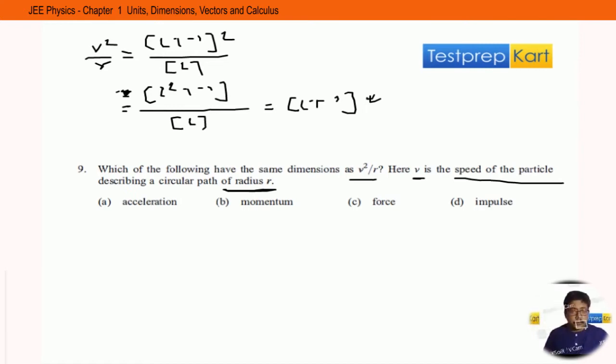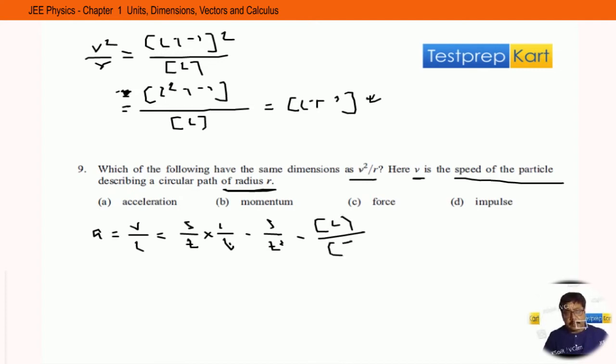Now the acceleration. What is the acceleration? It is v by t. What is v? It is s by t into 1 by t, which means s by t square. What is the dimensions of s? It is L. What is the dimensions of t square? It is t to the power square. So the dimension becomes L t to the power negative 2. So at the beginning of the journey, I understood what the answer will be. The answer should be A.